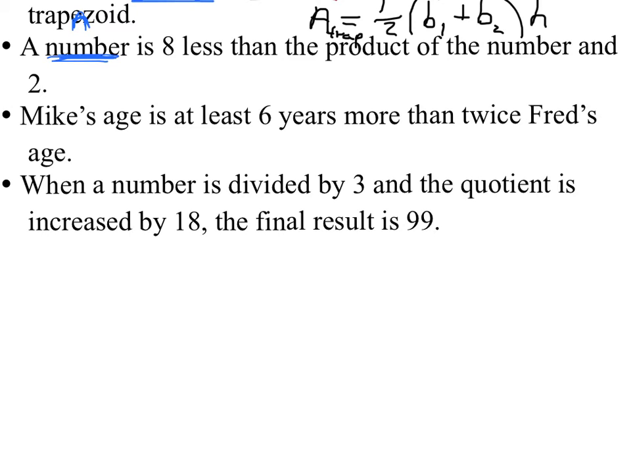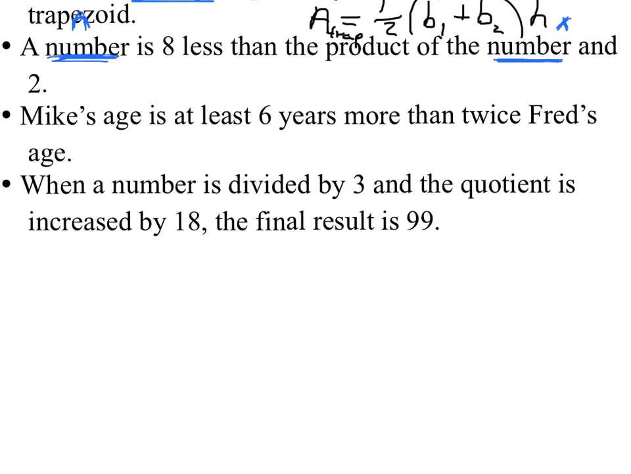Is 8 less than the product of a number. There's another. Now this apparently is a different number. Maybe I should have worded this problem a little different and said of another number, but let's call this number x and 2. All right, let's find our operations.